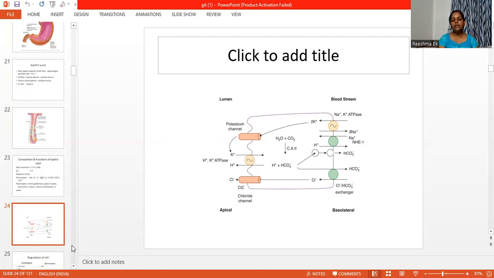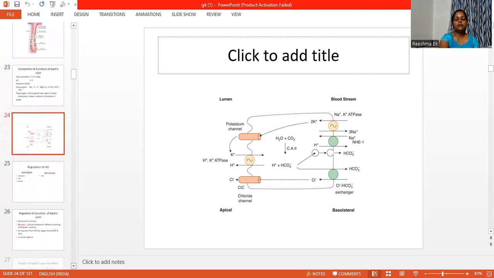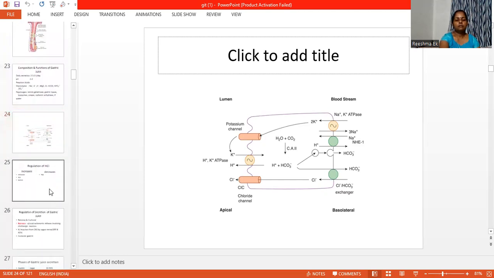Then in the lumen of the parietal cell, H plus ions combine with Cl minus ions to form HCl. From the lumen of the parietal cell, it is then secreted into the lumen of the gastric glands. From there, through the gastric pit, it enters the lumen of the stomach. So this is how HCl is produced in the parietal cell.